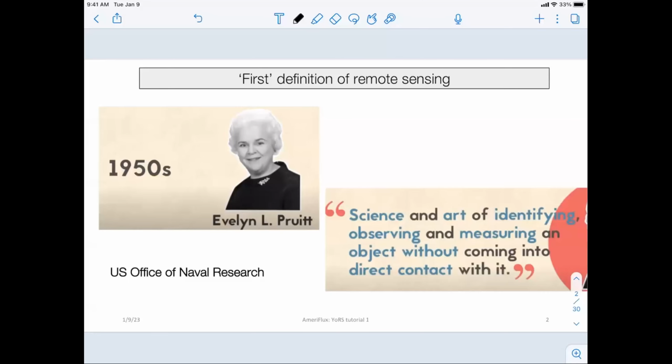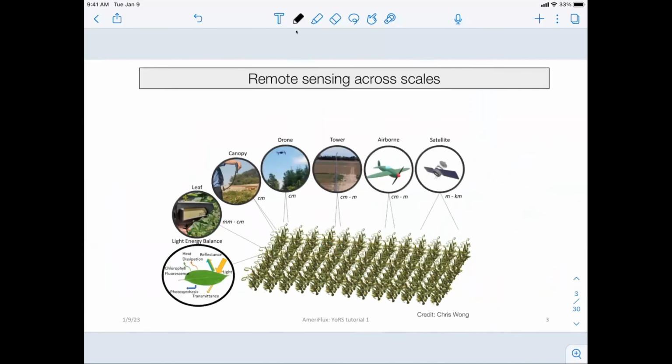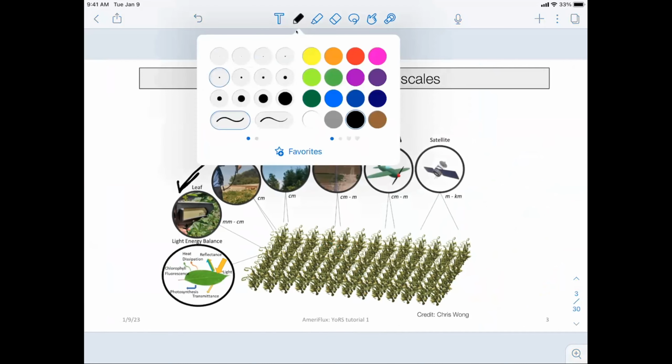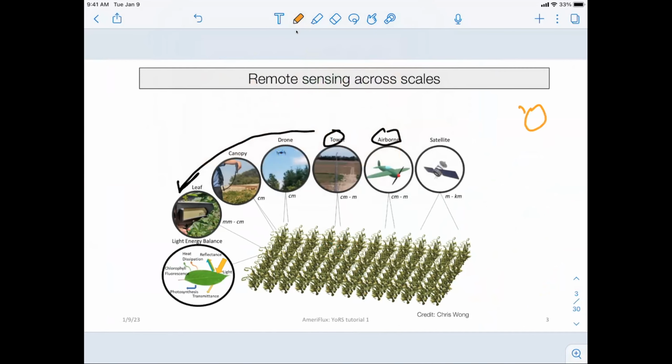Remote sensing is observing an object without coming into direct contact with it. So that being said, we can think about remote sensing not just at the satellite scale, right? It can be done at the airborne scale, tower scale, and scales all the way down to the leaf. So when we're talking about most all remote sensing approaches, we're talking about basically counting photons.